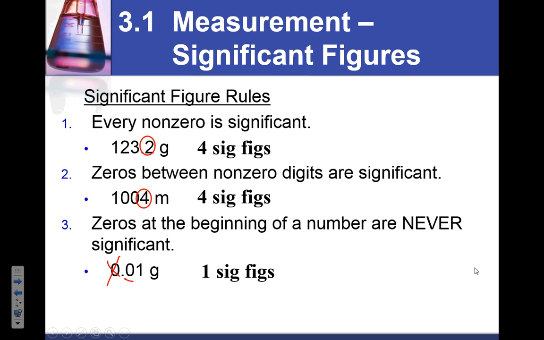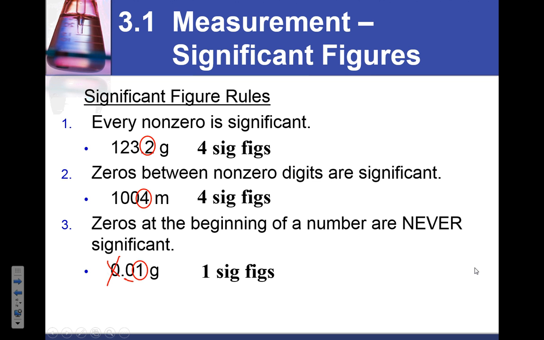And the estimated digit has to be our last significant digit. Well, since the first two zeros didn't count, our estimated digit would be our only significant digit, which would be the 1. So this really only has one significant digit. So this is like 0.01 plus or minus 0.01. That's a number with a huge amount of uncertainty. So zeros at the beginning never count. Zeros in between always count.